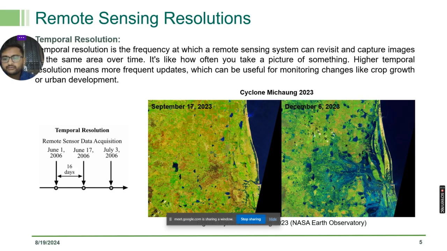If we are analyzing floods, at least we need images after just 3 or 4 days. If I get one image on June 1st, the second image should be on June 3rd or June 5th, depending on the satellites which are readily or publicly available. So for flood or cyclone applications, we have to select satellites which give us the maximum temporal resolution.